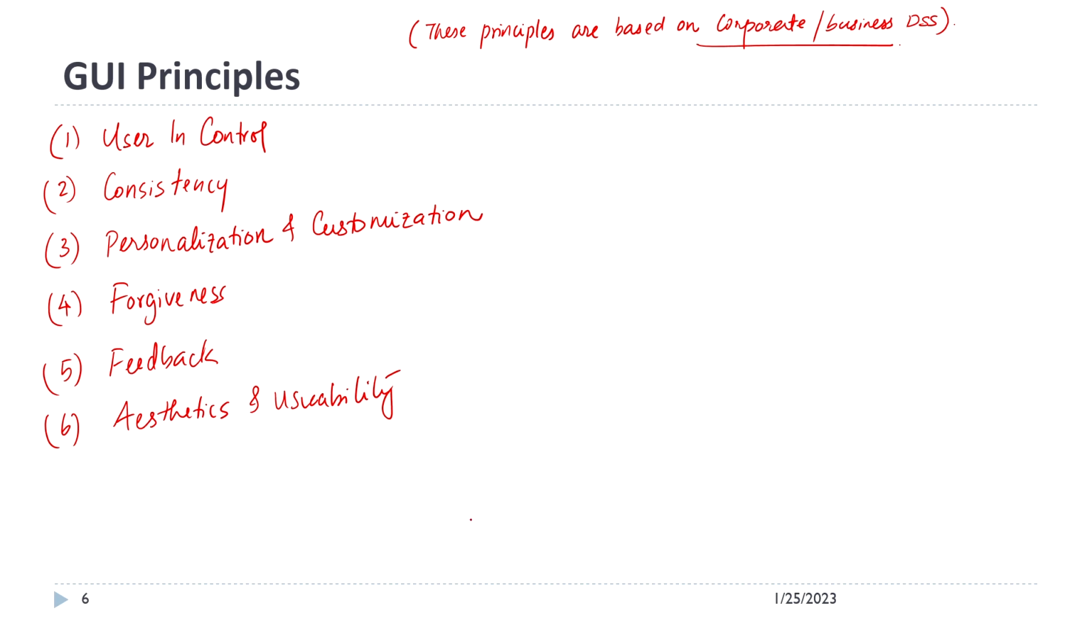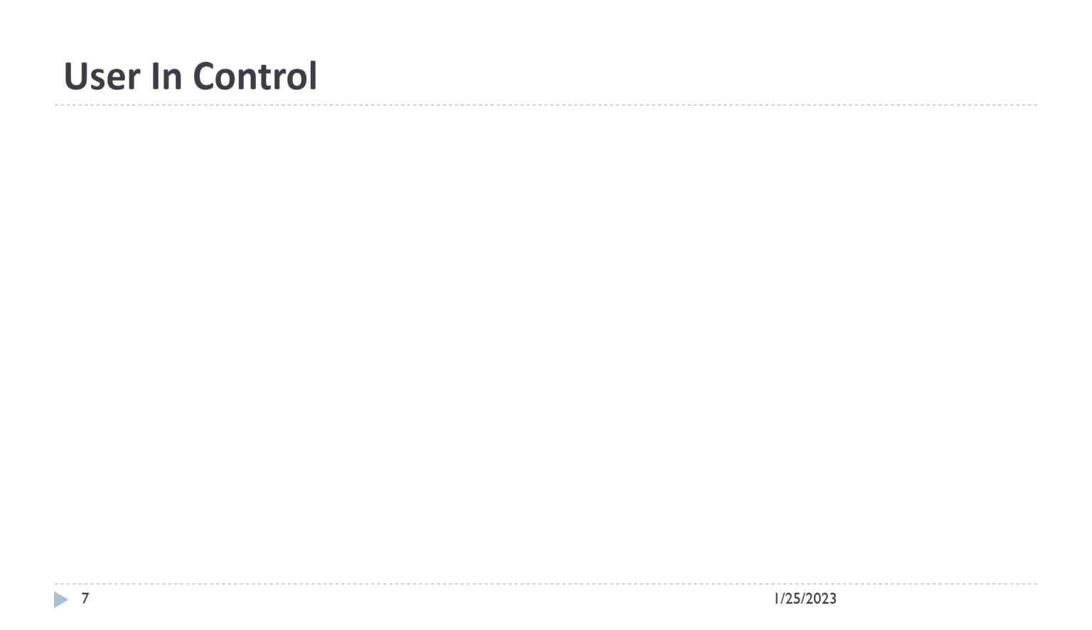So, we will go through each one of them, and these are in the order of importance. And that is the reason why we call it an order of importance, purely because in this case you are making decisions that are mostly related to operating a business or running an organization. So, let us discuss all these principles one by one, and the first principle we are going to discuss is the user in control.